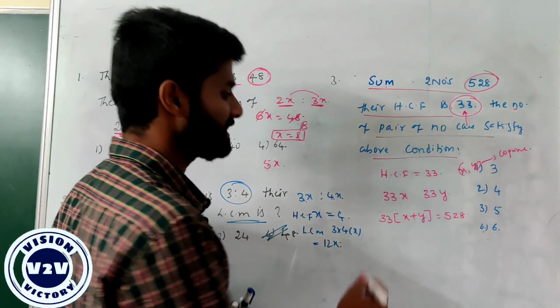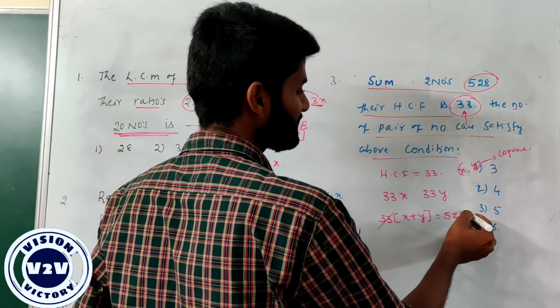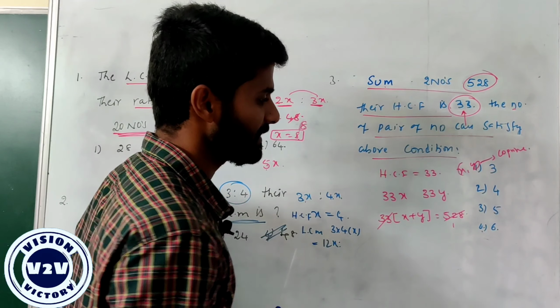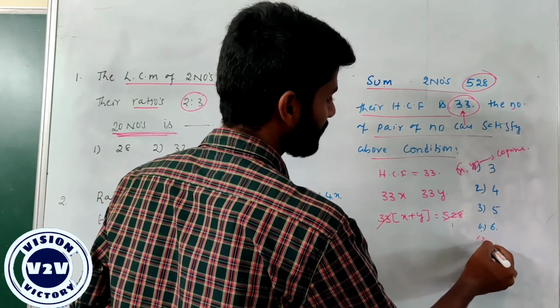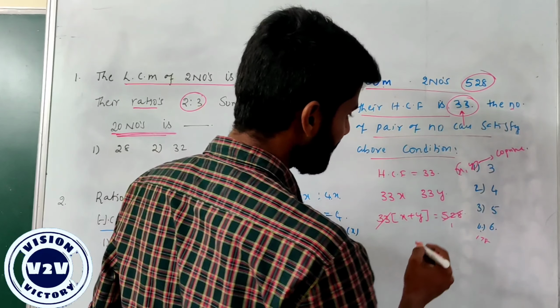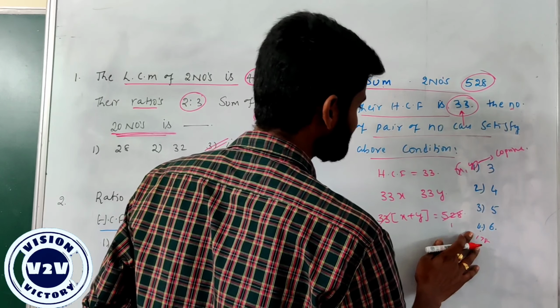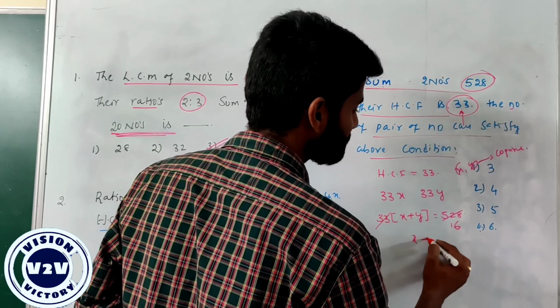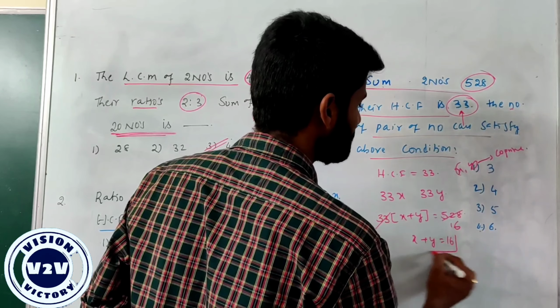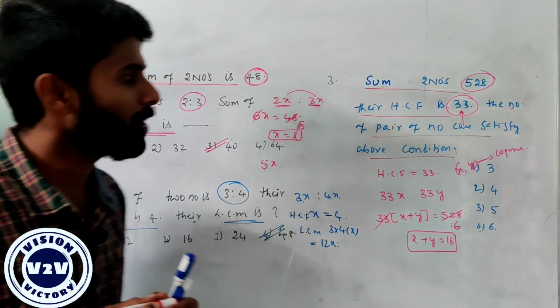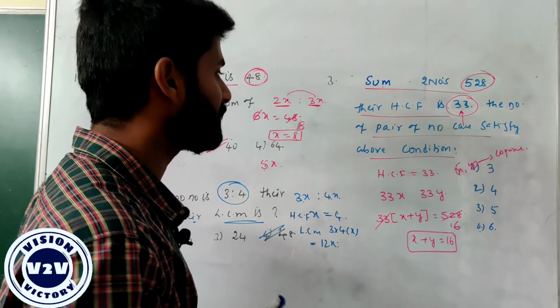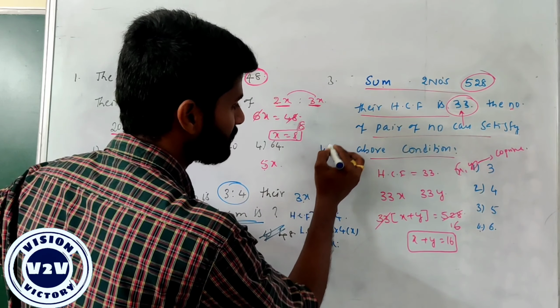If you go with the cancellation, 33 ones are 33. We have 16, meaning x plus y is exactly equal to 16. Then form a number of pairs. For the pairs whose sum is 16, I go with 1 comma 15.